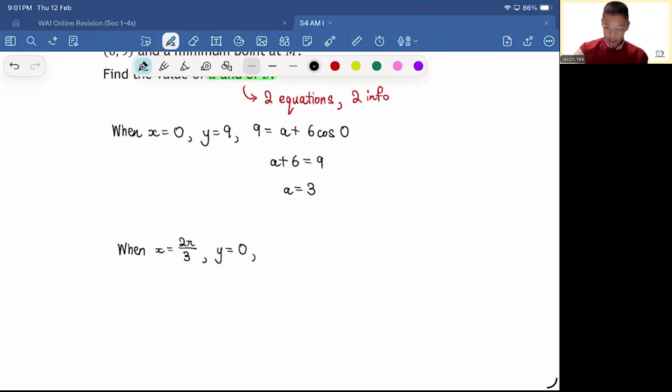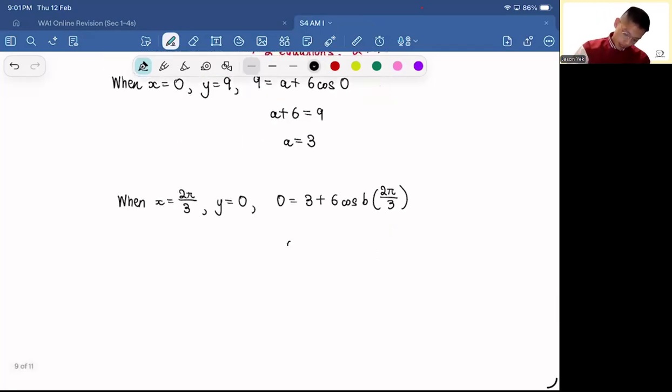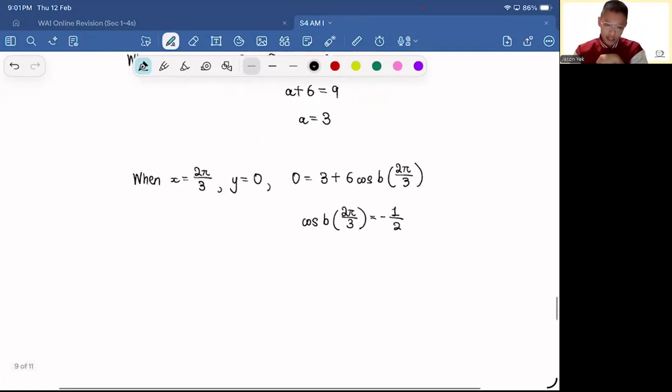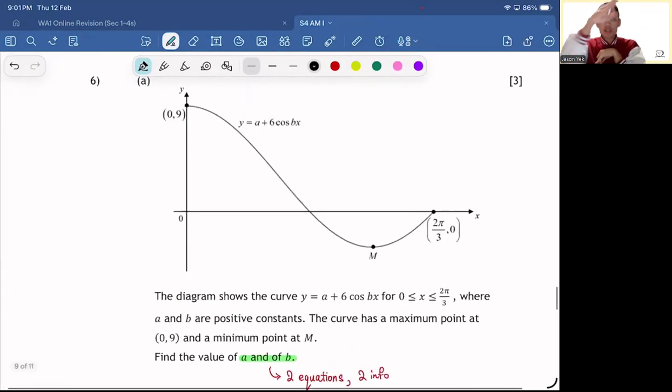So all we are doing is subbing it in, and then you realize A, K, 3 plus 6 cosine B of 2 pi by 3. Okay, and then when I solve, I manipulate a little bit: cosine B 2 pi by 3 is negative 1/2. And then you realize I don't know what the range is. If you don't know, just assume it to be 0 to 360, one cycle. In fact, this is not even one cycle, so to play safe, take one cycle to picture the whole behavior.